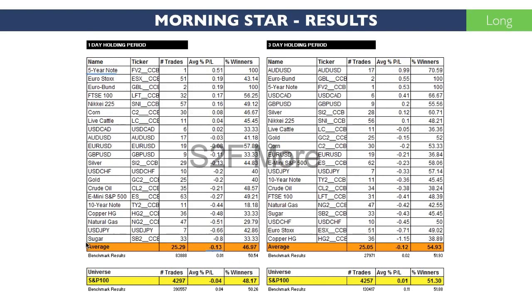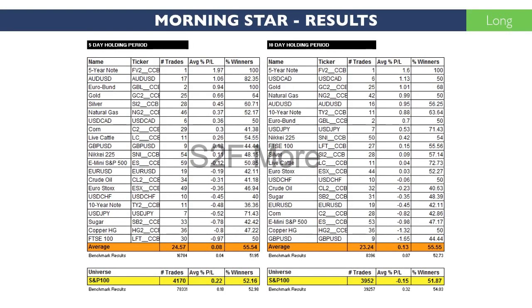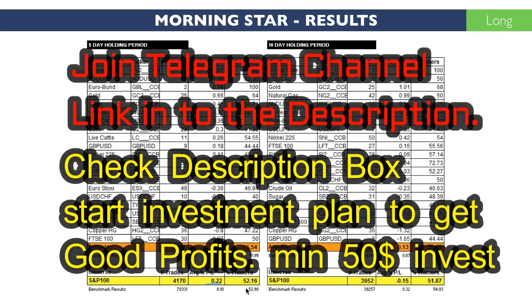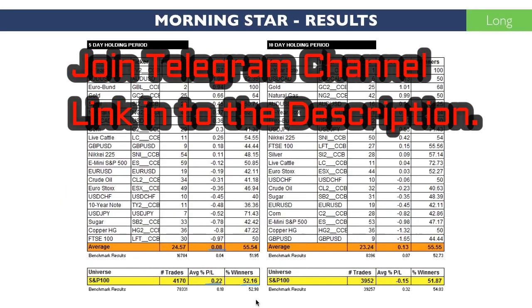In stocks, we recorded a loss of 0.04% per trade with a win rate of 48% across 4,297 trades. With a 3-day holding period, the Morningstar is still a losing pattern across our 21 markets, and it just about broke even in stocks. Results improved slightly with a 5-day holding period, where we recorded an average profit of 0.08% per trade in futures and forex markets, and 0.22% in stocks with a win rate of 52%. Both results here are better than the benchmark 5-day return.